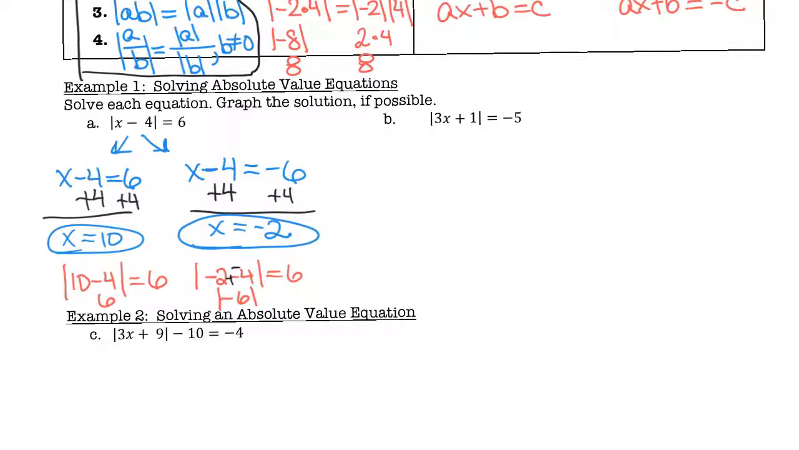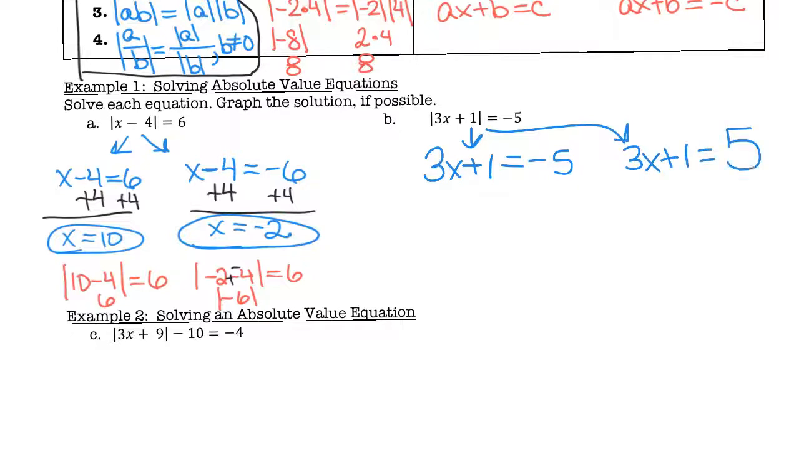1b, we have 3x plus 1 in the absolute value sign. So we're going to take that and make that equal to -5. We're also going to take 3x plus 1 and make it equal to the opposite sign, +5. So now it's just a multi-step equation.